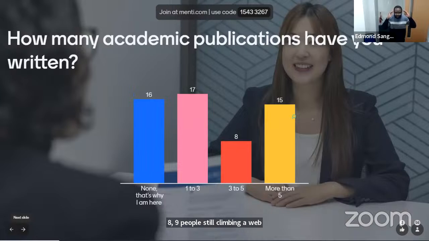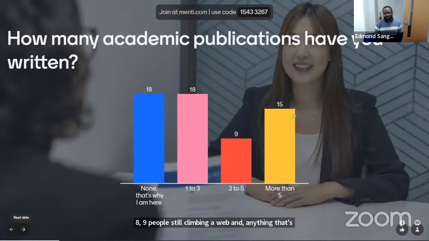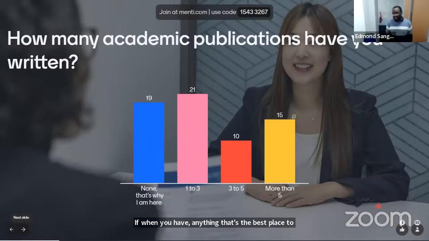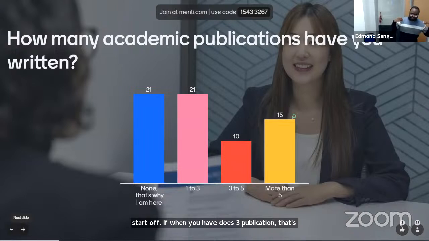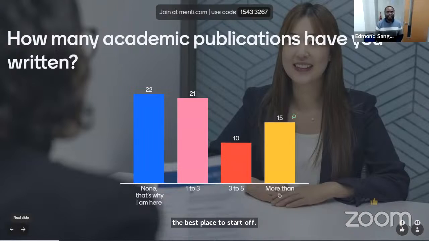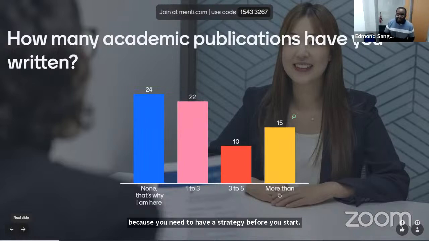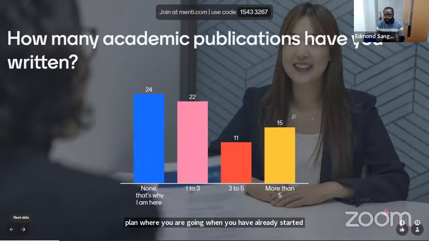I think when you haven't written anything, that's the best place to start off. When you have just 3 publications and you haven't written anything, that's the best place to start off, because you need to have a strategy before you start. It's like going for a trip, right? You don't plan where you are going when you have already started your journey.